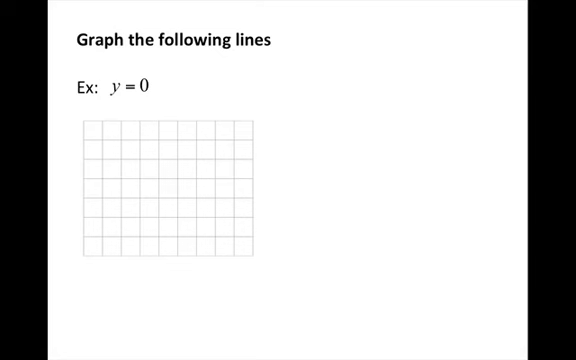Now for y equals 0, it's y equals a number, so I know it's going to be a horizontal line. So find 0 on your y-axis, and that's right here at the origin. Well, if I draw a horizontal line right here, that's actually my x-axis. So I'm just drawing my horizontal line over my x-axis. So the equation of the x-axis is going to be y equals 0.